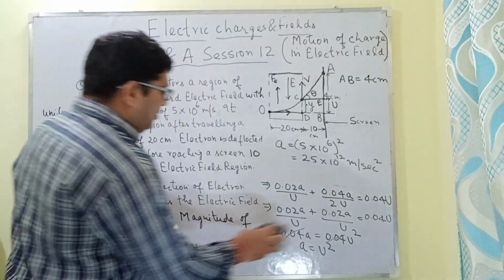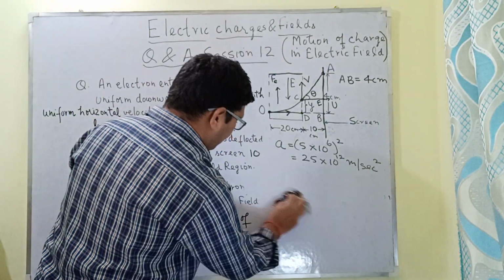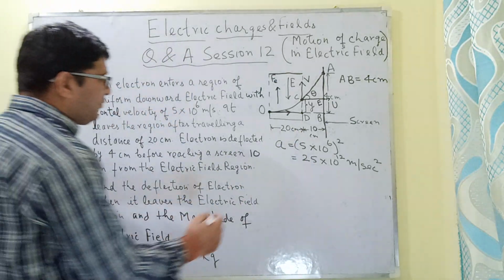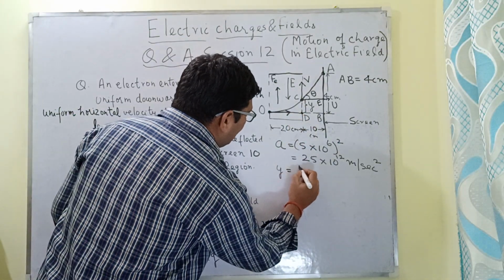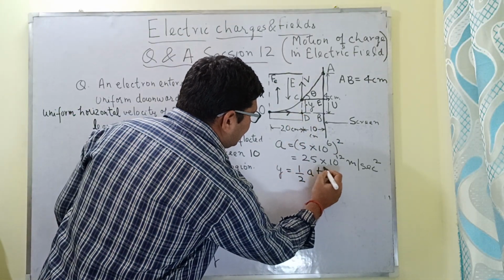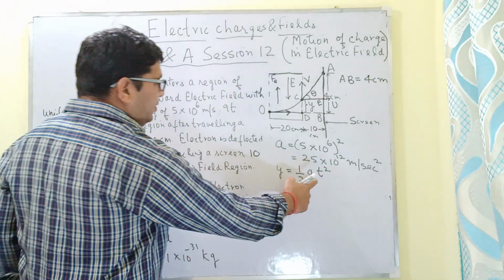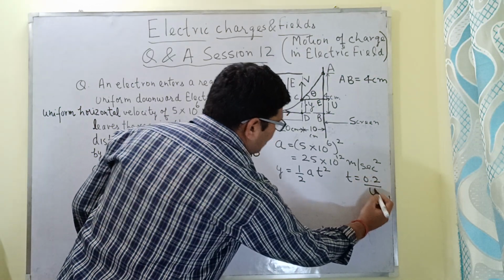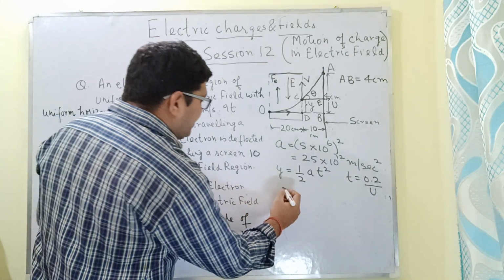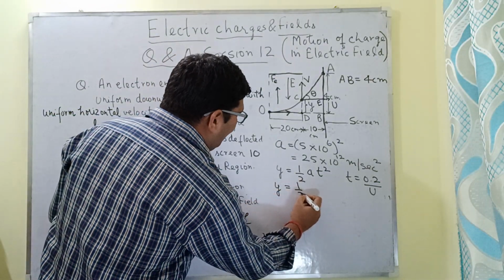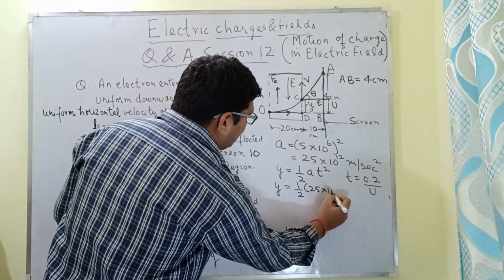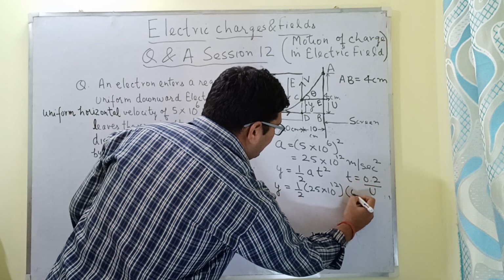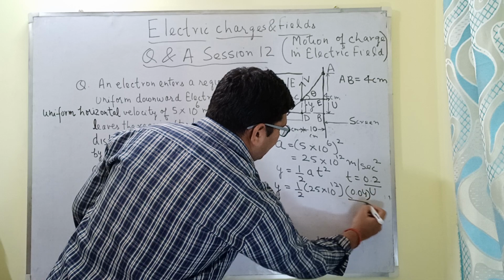Now, the deflection. The deflection of the electron when it leaves the electric field, so deflection is equal to y, and y is equal to half a t square. Okay, a we have found, and t is equal to 0.2 upon u. So I will find the value of y, which is equal to half, acceleration is 25 into 10 to the power 12, into t square. T square is equal to 0.2 whole square, that is equal to 0.04 divided by u square.